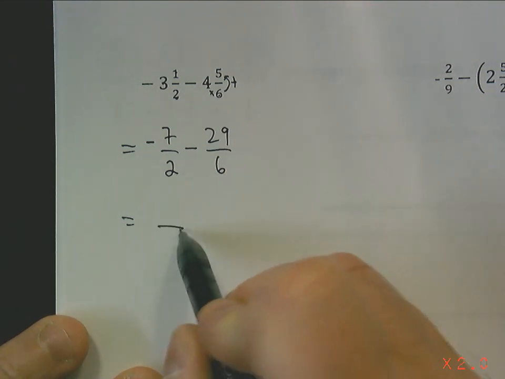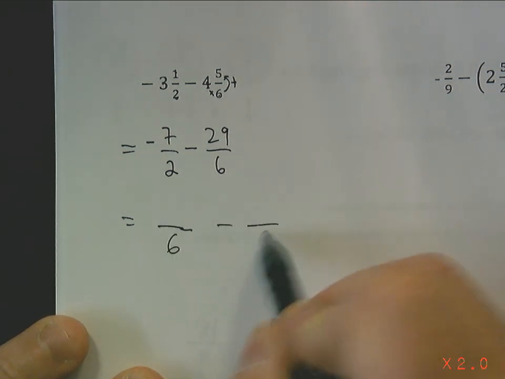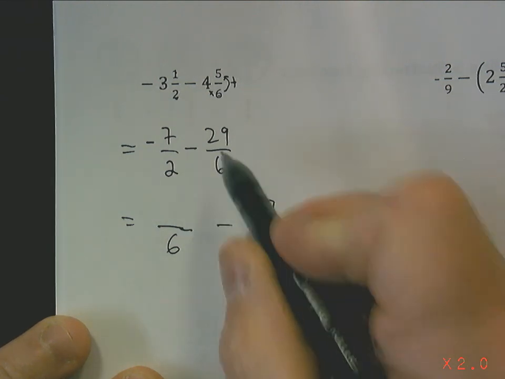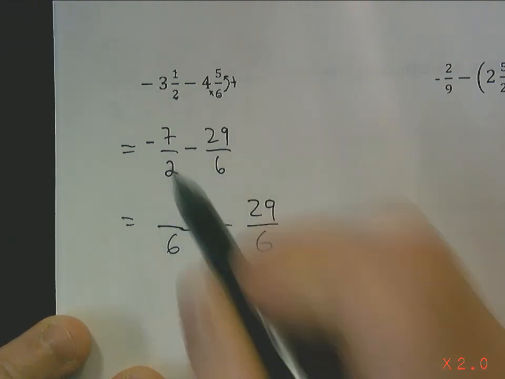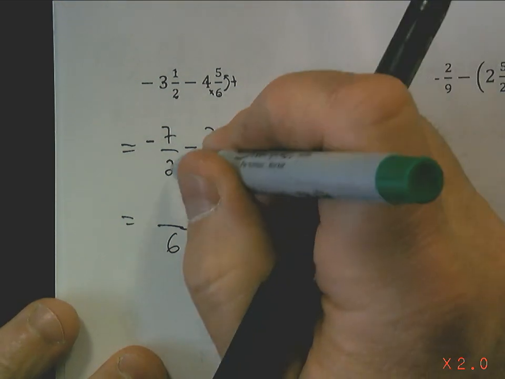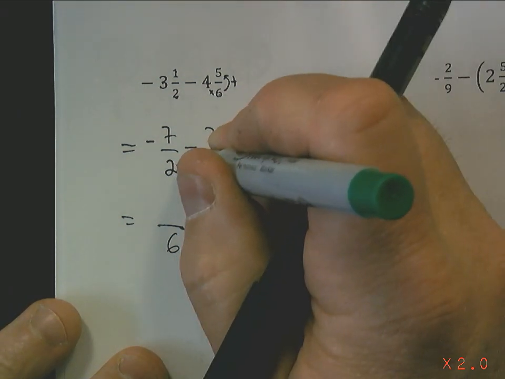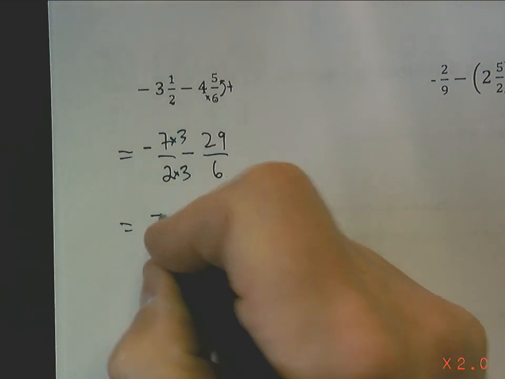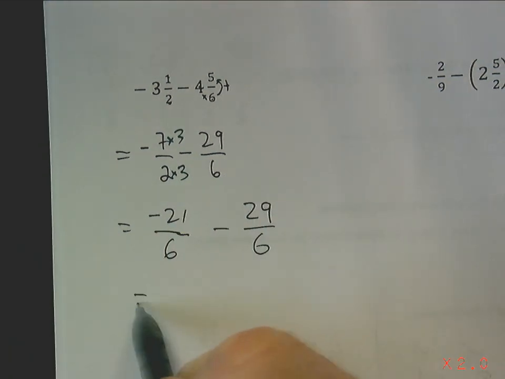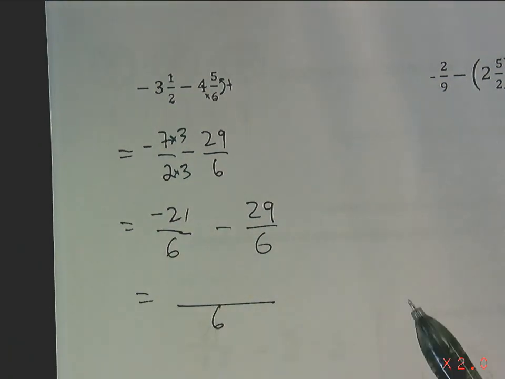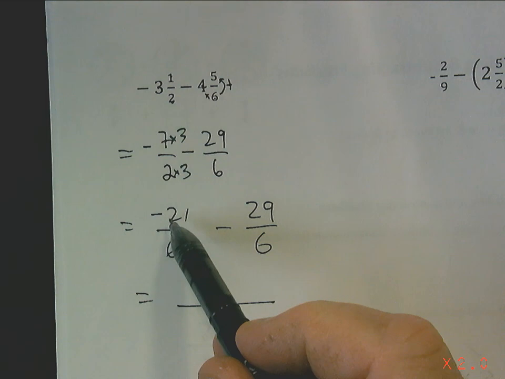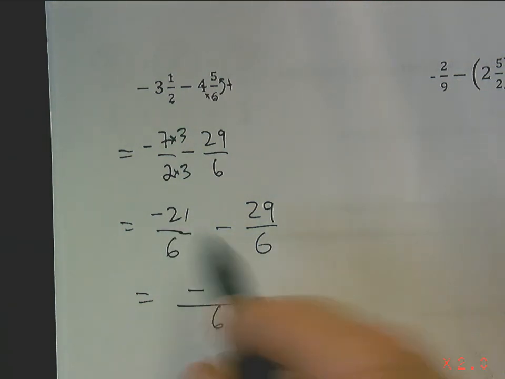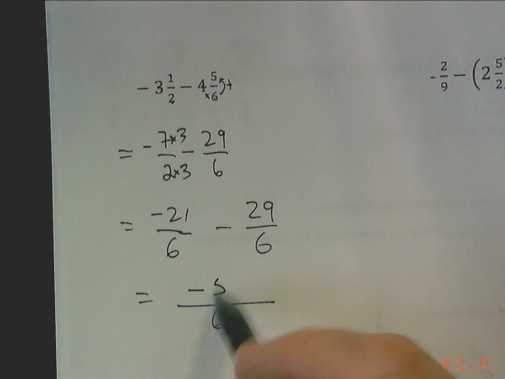So, bottom denominator, 6, because 2 goes into 6. That stays a 29 because it already was a 6. This little beggar gets multiplied by 3. Top and bottom becomes -21, all over 6. -21, take away 29. Be careful. It's going to give me -50.